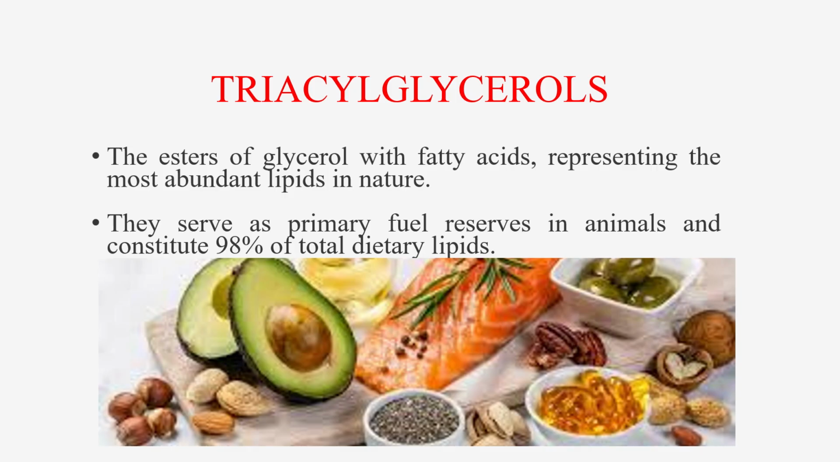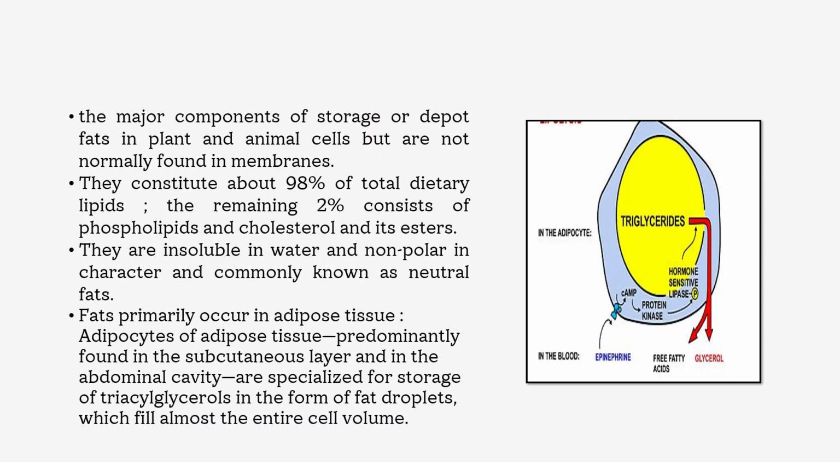They serve as primary fuel reserves in animals and constitute 98% of total dietary lipids. The major components of storage are depot fats in plant and animal cells but are not normally found in the membranes. Glycolipids and phospholipids are seen in the membranes. The remaining 2% consists of phospholipids and cholesterol and its esters. They are insoluble in water and non-polar in character and commonly known as neutral fats.